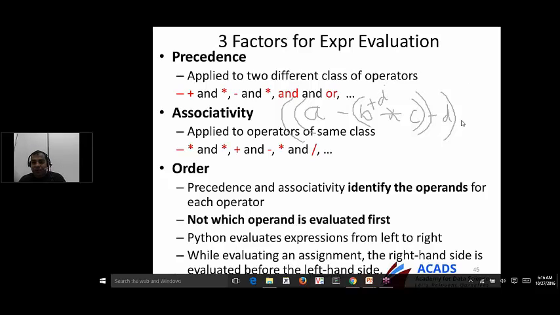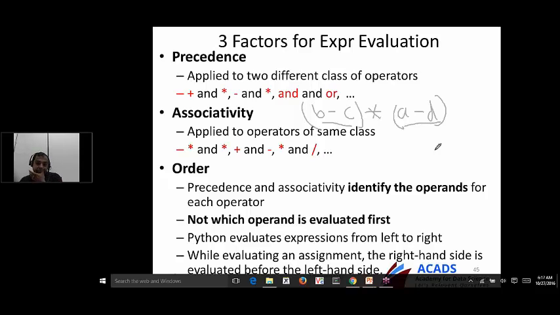Oh, sorry. So I have to go back to the original simple example. So the current example, you really have two different things. Two different expressions, B minus C and A minus D. Okay. These are now totally independent expressions.